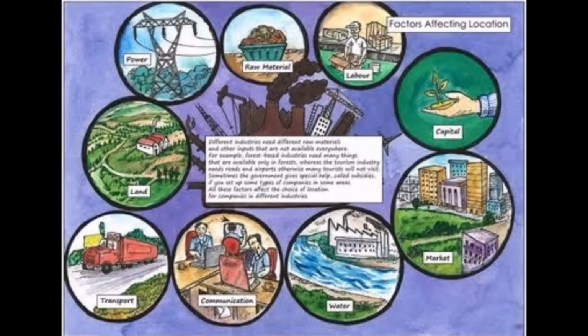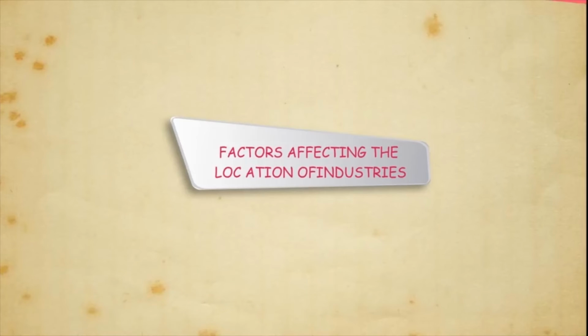Similarly, iron rods are used as raw materials in the engineering industries in the manufacturing of steel furniture, etc. So by this, children, you understand that even if it is a finished product, it can be a raw material to some other industry. Yes? Factors affecting the location of industries.